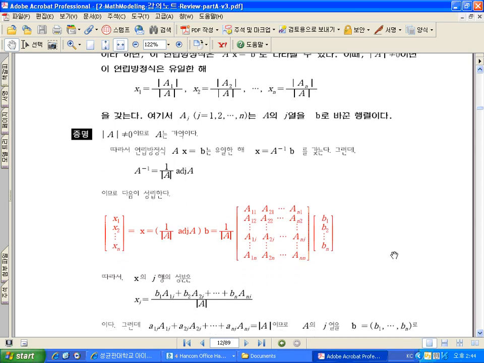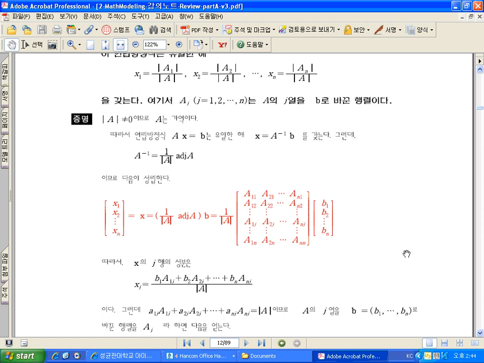Okay. Yes, like Mr. Yun said, from this given linear system of equations, we can have x is equal to A inverse b because A is an invertible matrix. So this x vector is the same as A inverse b, but we know A inverse can be written in this way. So this x can be written as this matrix times this vector b.